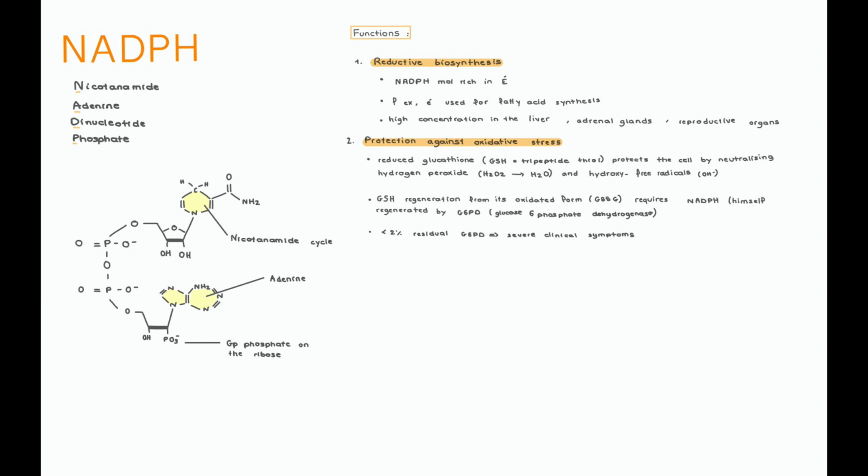And the regeneration of reduced glutathione, or GSH, from its oxidized form, GSSG, so this is exactly what we saw before, needs NADPH. And NADPH is actually regenerated by glucose 6-phosphate dehydrogenase. You can clearly see this is very important because if we have less than 2% of residual G6PD in our cells, we can have severe clinical symptoms. So this is very important.